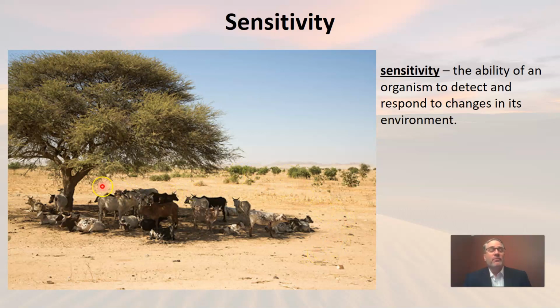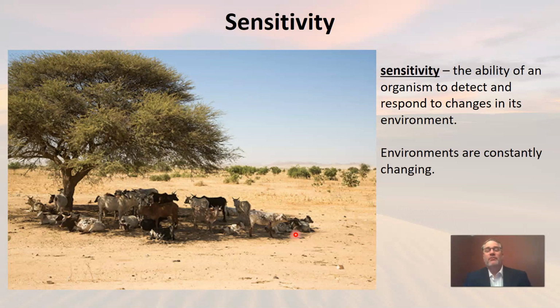Here we have some cattle and a tree, and we can see that this is midday and the sun must be really hot. These cattle have detected a change in their environment, and they're trying to stay in the shade. I bet these cattle don't always stay here. They're just responding to their environment. They detected that it was hot, and then responded by moving into the shade. That's all sensitivity is, the ability of an organism to detect and respond to changes in its environment.